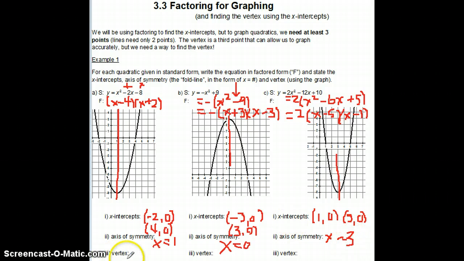Okay. And now the vertex is the highest or lowest point. It's right there. That's 1, -9. Excuse my writing. The vertex over here is 0, 9. Okay, isn't that the same thing as the y-intercept? Sure is. And the vertex over here is 3, comma, -8. So you go left or right first, then up or down.